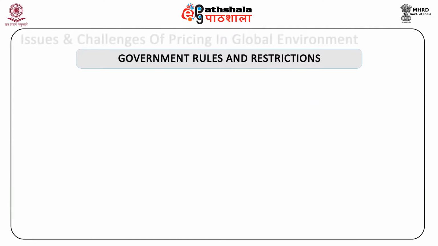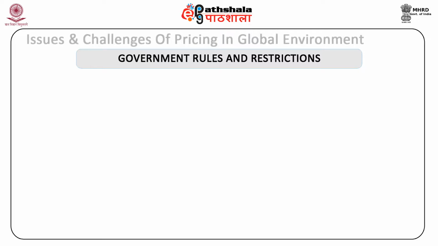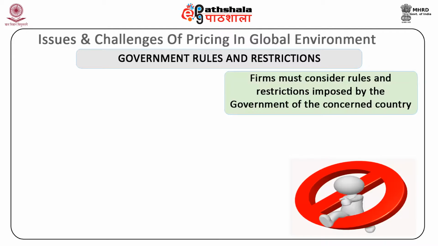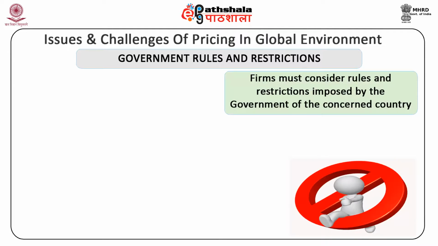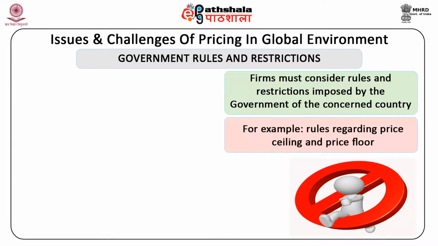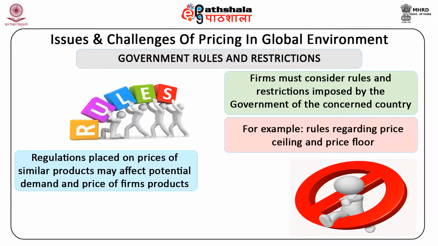Fourth is government rules and restrictions. While selling products abroad, firms must consider rules and restrictions imposed by the government of the concerned country. For example, rules regarding price ceiling and price floor. Regulations placed on prices of similar products may affect potential demand and price of firm's products. Setting limit on gross margin.